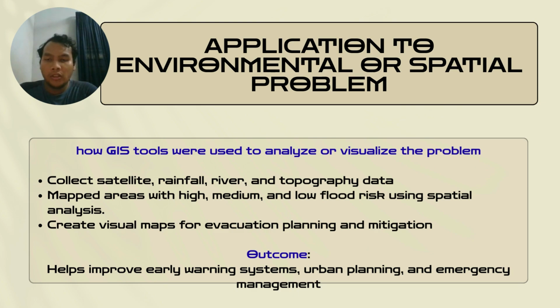Next, I will explain how GIS tools were used to analyze and visualize the problem. First, collect the rainfall, river, and topography data using satellite. Next, map the areas with high, medium, and low flood risk using spatial analysis. And lastly, create the visual map for evacuation planning and mitigation. It had improved early warning systems, urban planning, and emergency management.